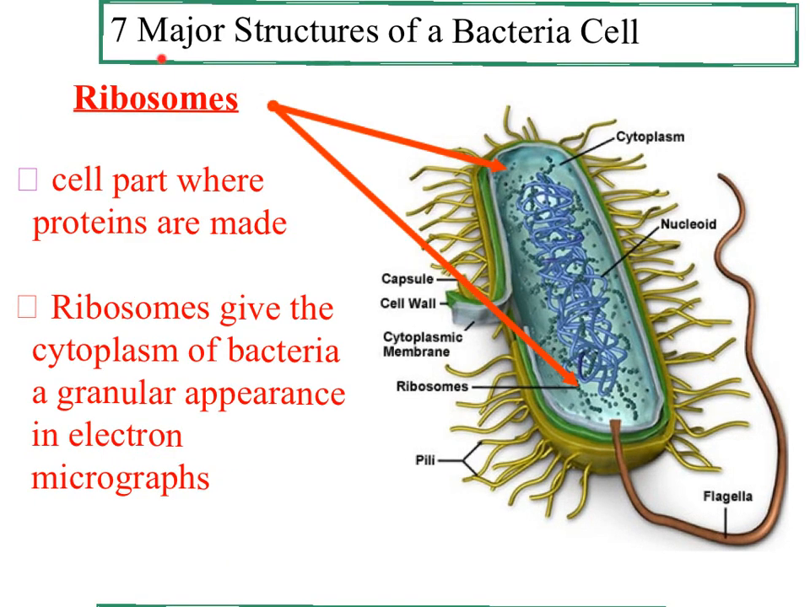Ribosomes is another structure that you should be familiar with. Cells have ribosomes, so do bacteria cells. Ribosomes are what create proteins. Well, they have a big part in creating proteins. And when we're looking at bacteria in electron micrographs, it gives bacteria this granular appearance. So that's what you're actually seeing, the ribosomes. And those are all those little dots inside the cell.